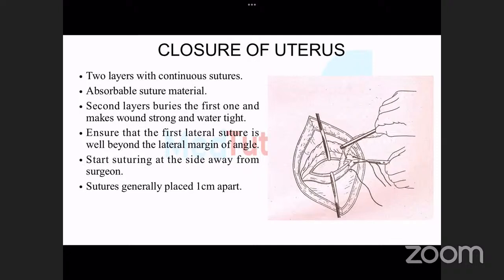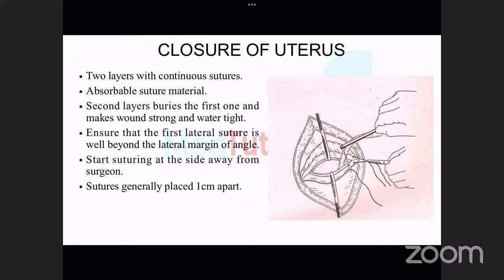And then you start suturing from away from you, which means if you're a right-handed surgeon, you're on the right side of the patient, you should start suturing from the left, then come to you, because it is easier to suture from away towards you. Then place the sutures at least 1 centimeter apart, especially the first layer, so that you'll be able to arrest bleeding.